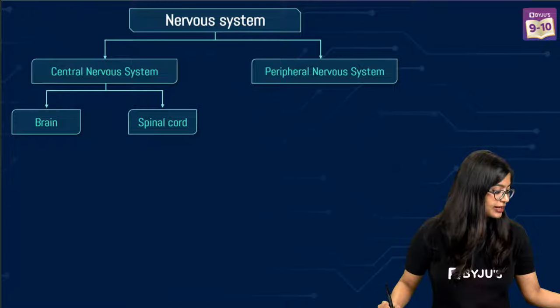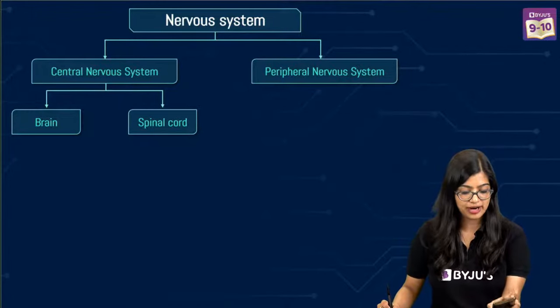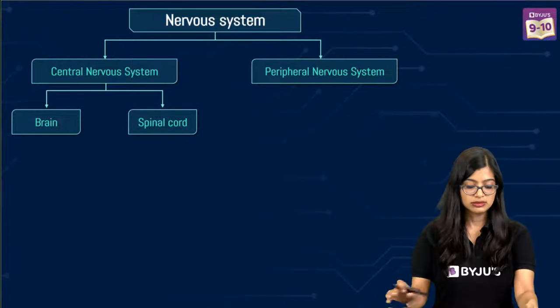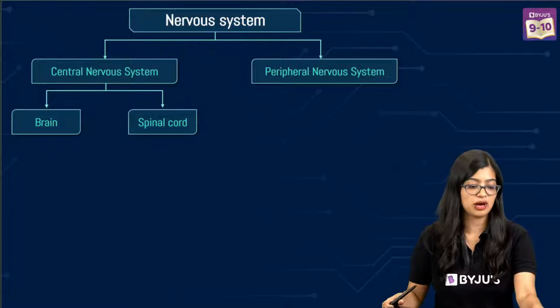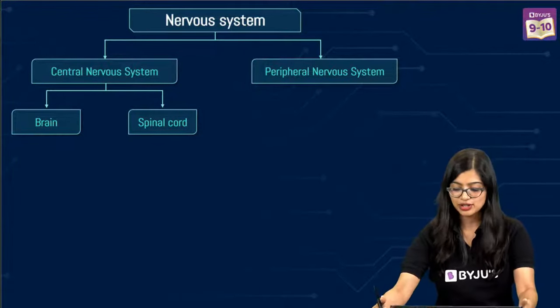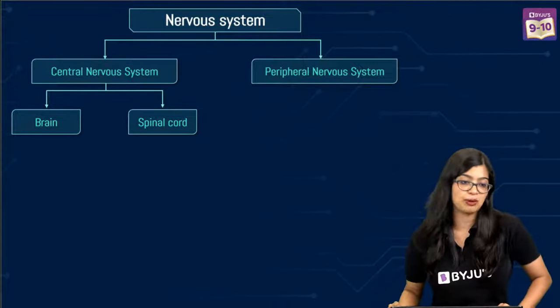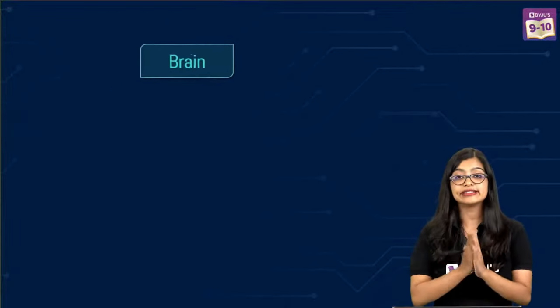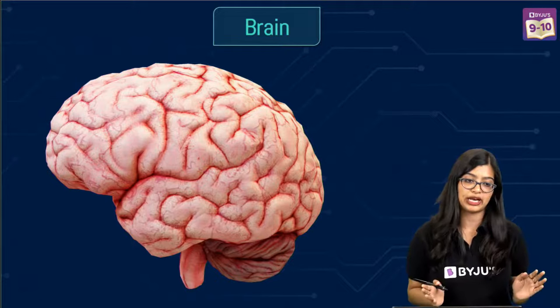Very good, everybody. Very good. Yes. All right. Now we will move on to the next one, right? Okay. Very good. So now we will move on to the next part of it, which is to understand the structure of the brain. Yes?